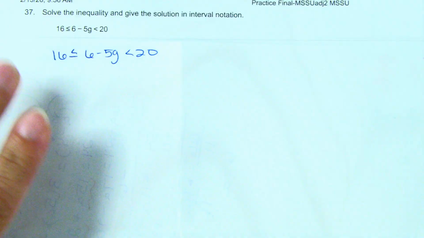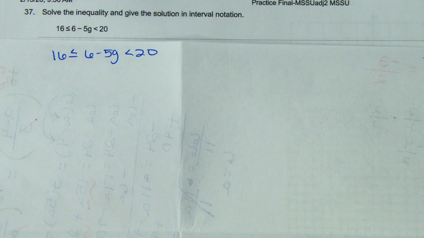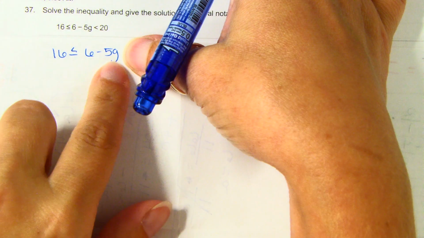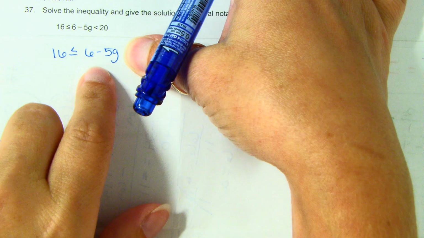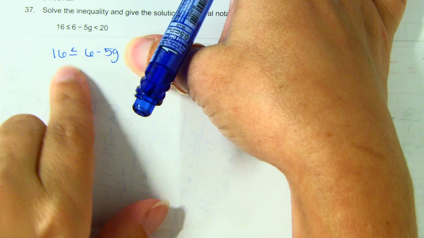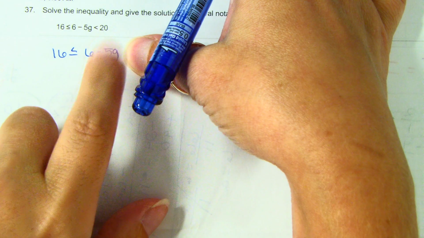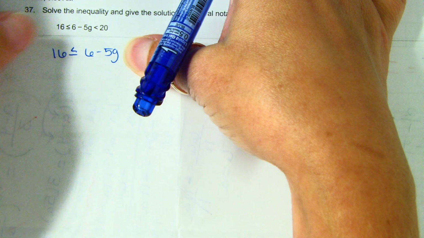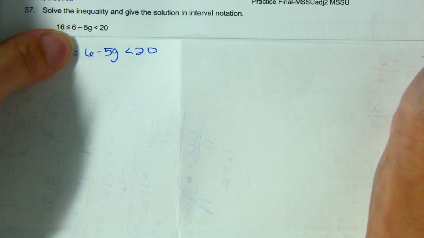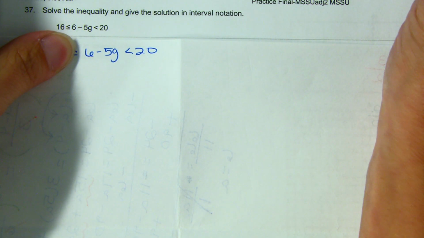So what that means is I'm looking here at the middle, and I want to get g by itself. And if I was trying to get g by itself, and this was all we had, what would I do? Well, I would subtract the 6 over. Here's the deal. If I was looking at this inequality and I was trying to get g by itself, the first thing I would do is I'd subtract the 6. So I'm going to do that on all three sides. Subtract the 6, subtract the 6, subtract the 6. 16 minus 6 is 10, less than or equal to negative 5g, is less than 20 minus 6, which is 14.